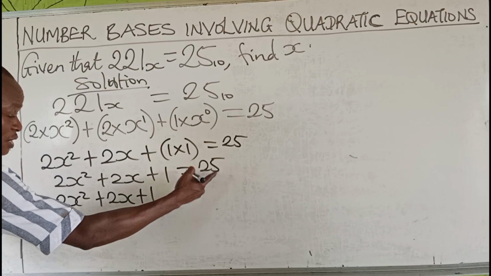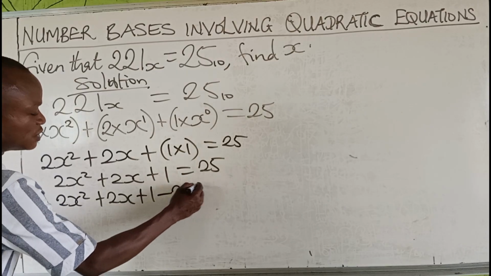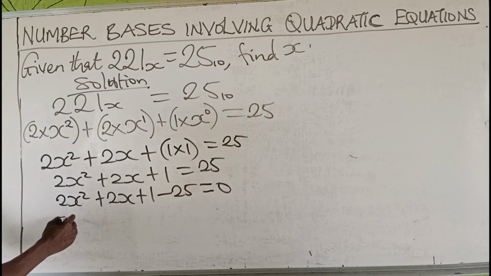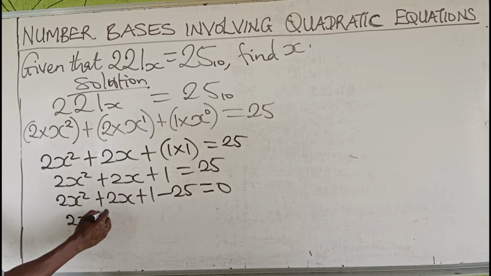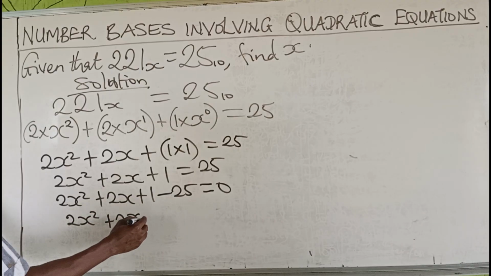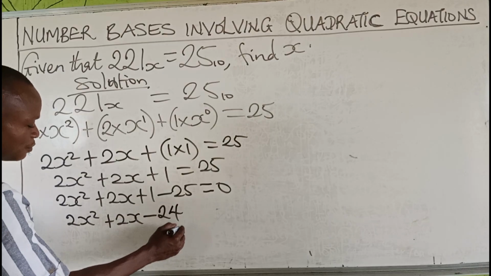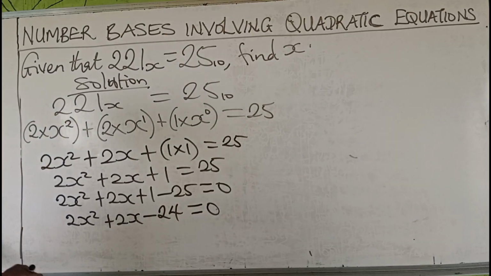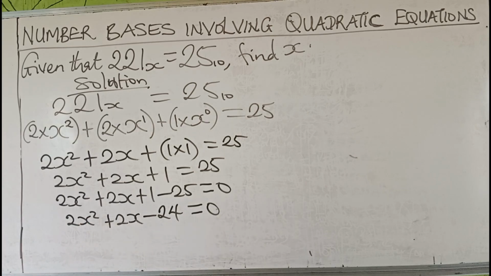Now we have 2x squared plus 2x plus 1. Let's bring the 25 this way. That is minus 25 equal to 0. So we have 2x squared plus 2x plus 1 minus 25, which will give us minus 24, equal to 0. Now this is our quadratic equation. I'm going to use the factorization method.